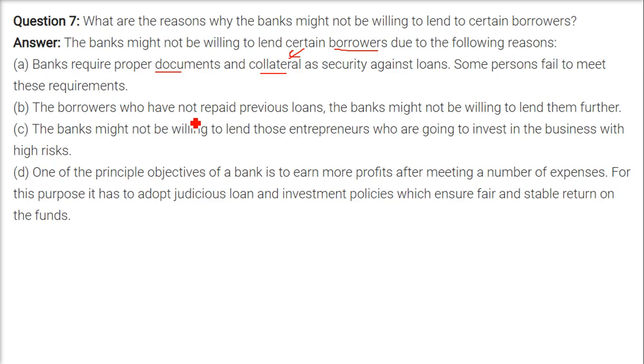The borrowers who have not paid previous loans, the banks might not be willing to lend them further. The banks might not be willing to lend to those entrepreneurs who are going to invest in a business with high risk. There is a chance of losing the money also. So one of the principal objectives of the bank is to earn more profits after meeting a number of expenses. For this purpose, it has to adopt judicious loan and investment policies which ensure a fair and stable return on the funds for the government and banking sector.